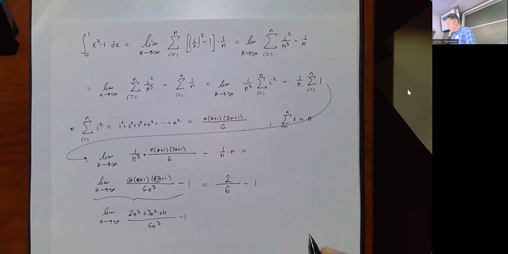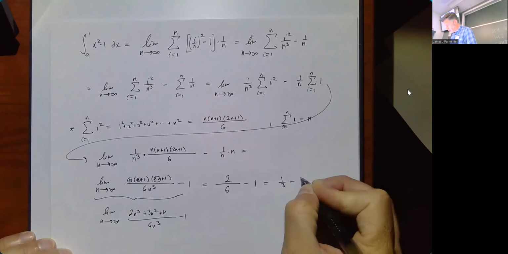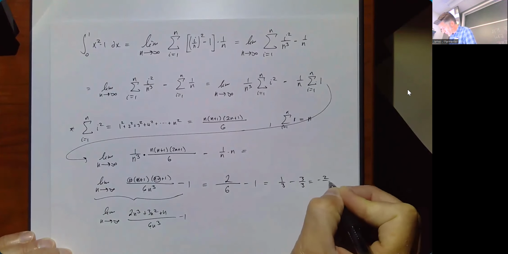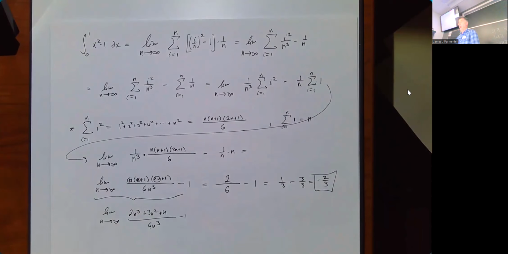So we end up getting 1/3 minus 3/3, which is negative 2/3. And that's our actual answer for the net area under this curve that's above the x-axis. Now, if someone asked a slightly different question, how much area is between the x-axis and y equals x squared minus 1 on the interval from 0 to 1, the technically correct answer would be positive 2/3, because the amount of area should be a positive number, whereas a definite integral can end up being negative or positive.